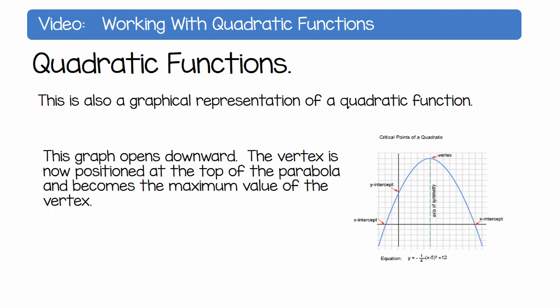In this graphical representation, we have the same key points, the only difference being the graph now opens downward. The vertex will be positioned at the top of the parabola and so becomes the maximum value of the vertex. Notice we have the y-intercept, we have 2 x-intercepts, and we also still have the axis of symmetry.